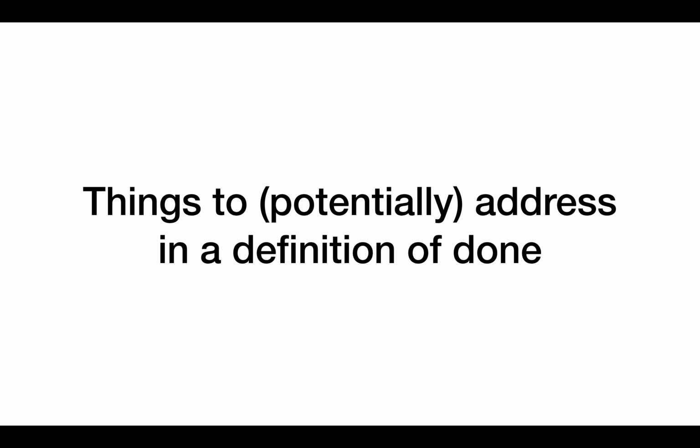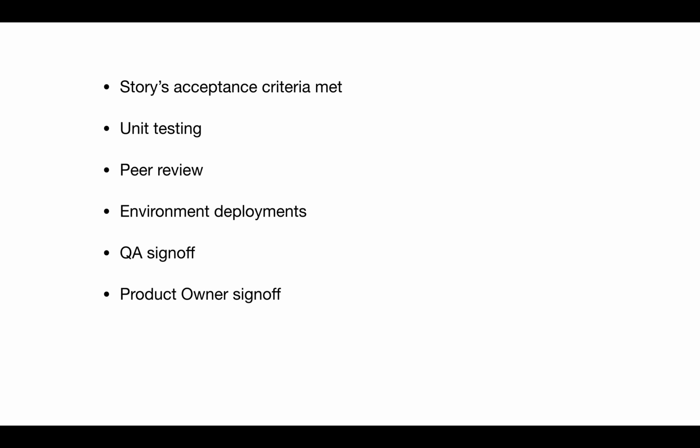So what about other things that you might want to address in a definition of done? Probably that a story's acceptance criteria is met. Maybe that's fairly obvious, maybe not. We have things like unit testing. So how well covered should code be before we consider it done? Should it have 90% coverage, 75% coverage? What should be covered? Peer reviews, code reviews.